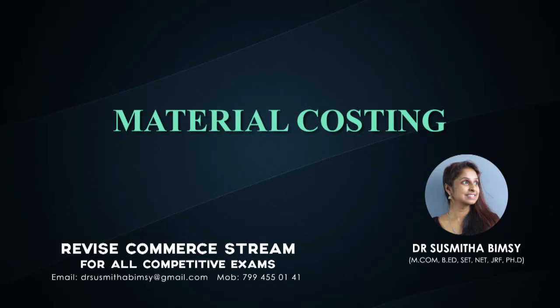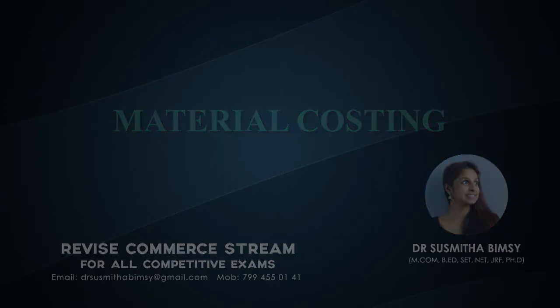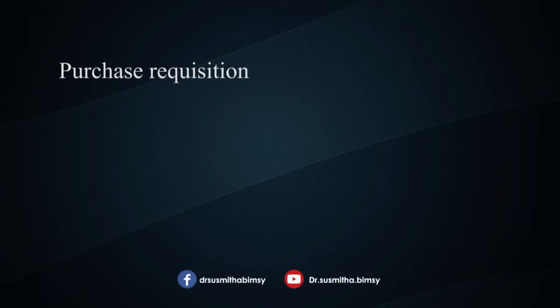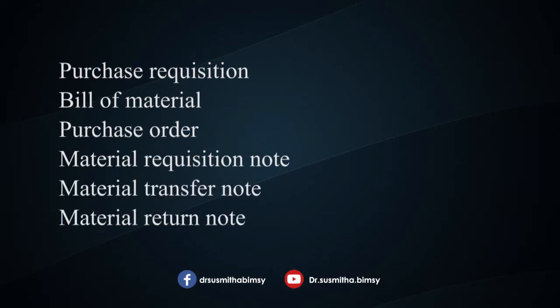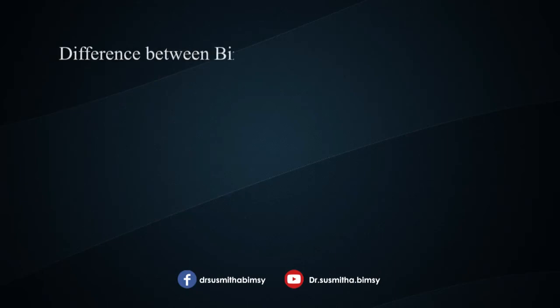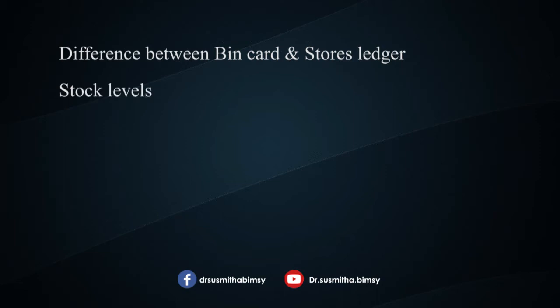Okay, let's start. We have seen material constitutes an important part of the cost of a finished product. We have also seen classification of material, direct and indirect. Now we are going to discuss some of the important points from this chapter. It will include purchase requisition, bill of material, purchase order, material requisition note, material transfer note, and material return note. The difference between bin card and stores ledger, and about various stock levels.